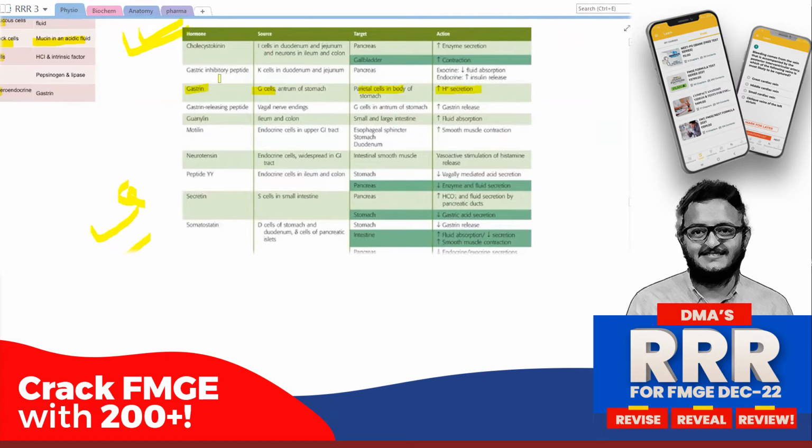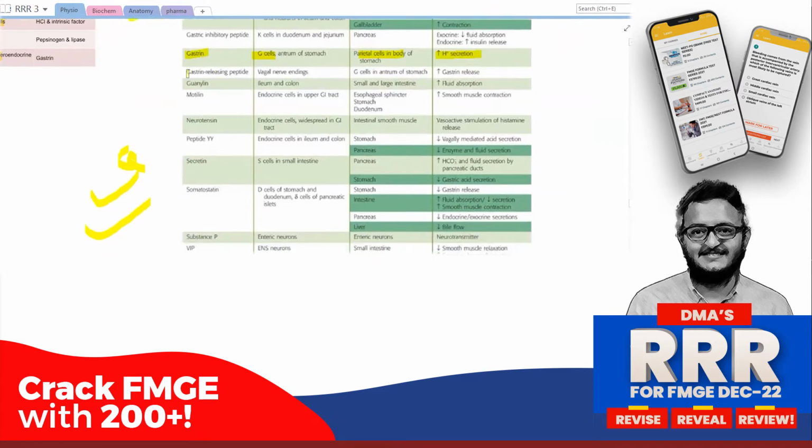Then number 2, gastrin releasing peptide. That is secreted by the vagal nerve. Actually, there is a diagram of the neuroendocrine or hormonal control of the small intestine, or even GIT. That diagram is really very important. If you find it in your physio books or in your QRS, it is a must. That is the hormonal control of your GIT. So let's move further.